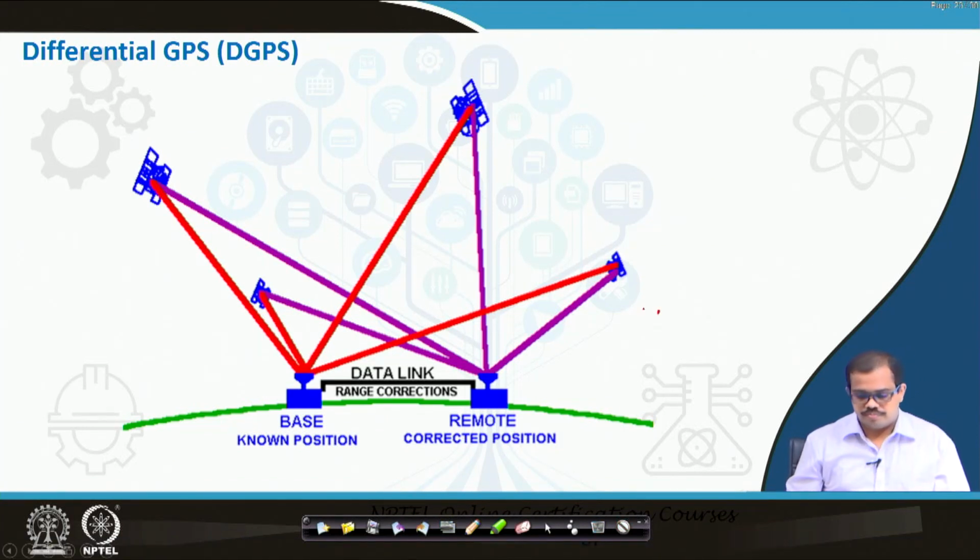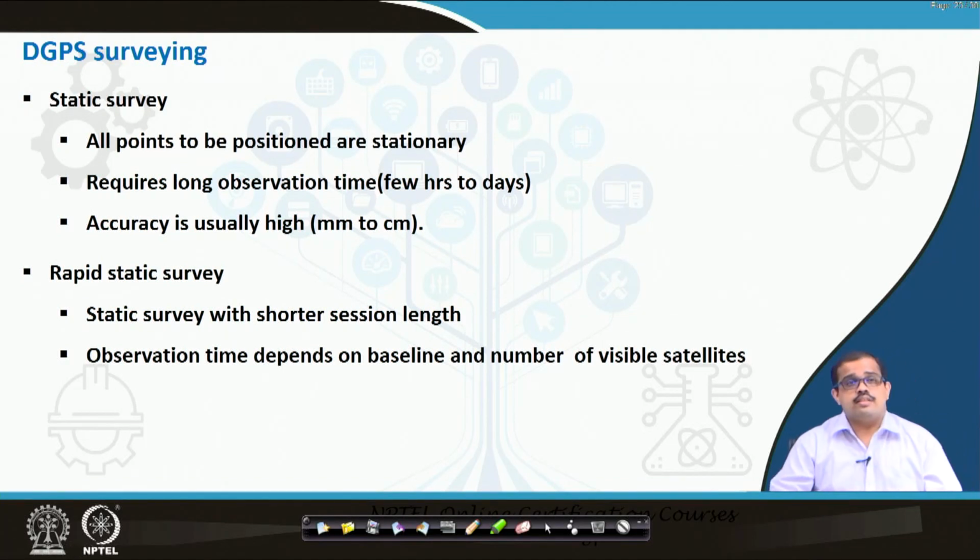Okay. So, when we look at DGPS surveying, there are two basic kinds of surveys. One is a static survey and another one is a rapid static survey. When I say a static survey, all points to be positioned are stationary, always stationary. So, this requires long observation time, a few hours to a few days, and the accuracy is very high. Normally, most static surveys have an accuracy of millimeters to centimeters, normally less than a centimeter.